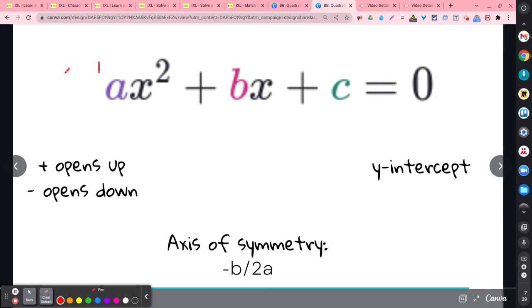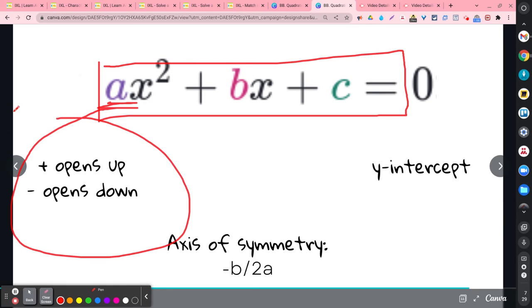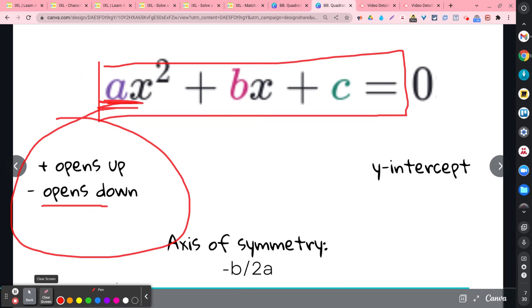Okay, so this is the equation of a parabola, like we said. Super important information is given here. This value is always going to tell us if it's going up or down, because if this is positive, like I just said, it's opening up. If it is negative, it's opening down. Make sure you memorize that fact.